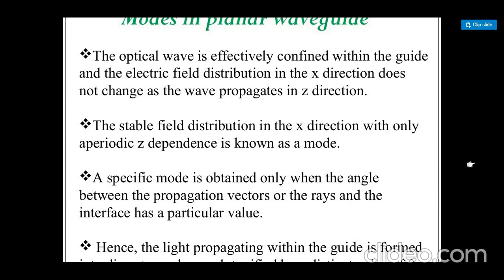A specific mode is obtained only when the angle between the propagation vector or the rays and the interface has a particular value. When we try to find the particular value, it checks that for that particular value only it is going to work. So the meaning is that a specific mode is obtained only when the angle between the propagation vector or ray and the interface has a particular value. It should not fluctuate; it should have a particular value.